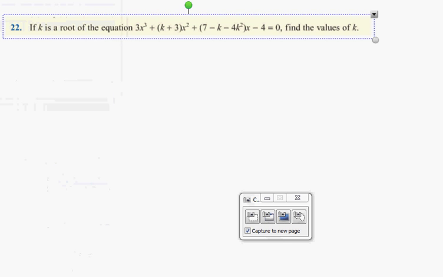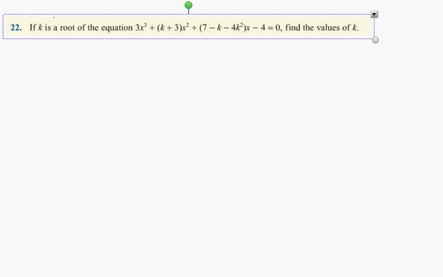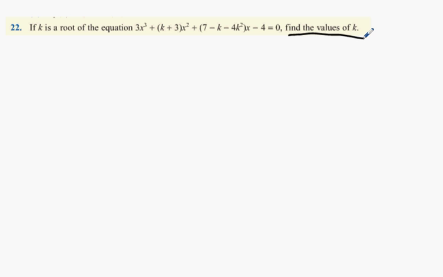Here, k is a root of an equation as shown, and what we're trying to figure out is to find the values of k. The only thing I'm getting is that k is a root. And what I've learned from the past two chapters is that anytime you have a root, you replace x with that number and it has to equal 0. Is that alright? Yeah. So that's what I'm going to do here.